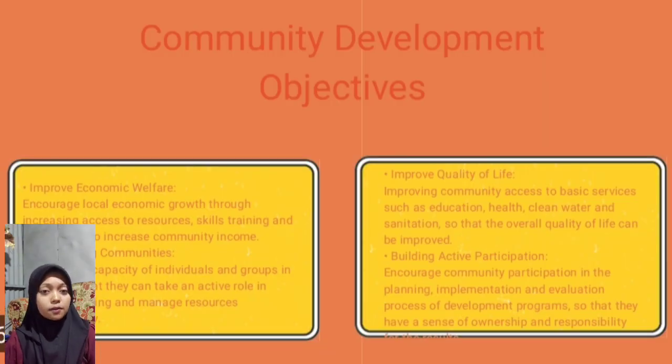In community development, there are four objects. The first is improve welfare economic. The second is empowering communities. The third is improve the quality of life. And the last is building active participation.